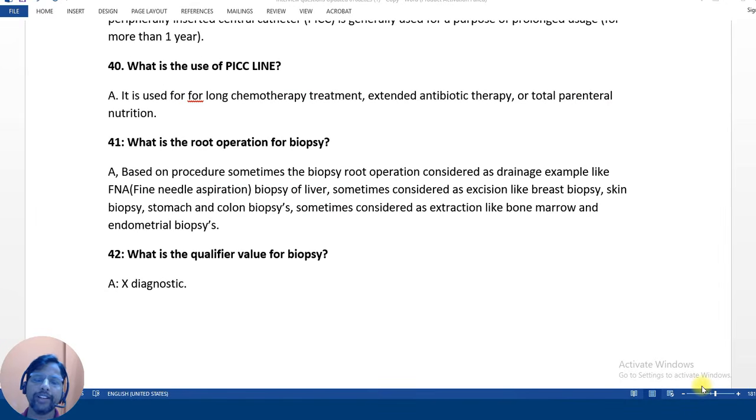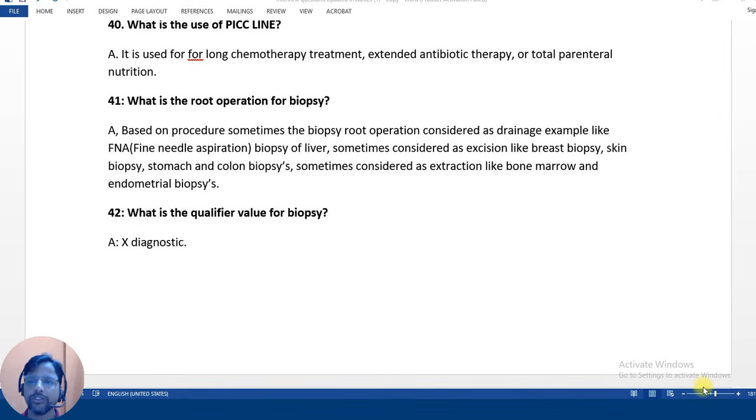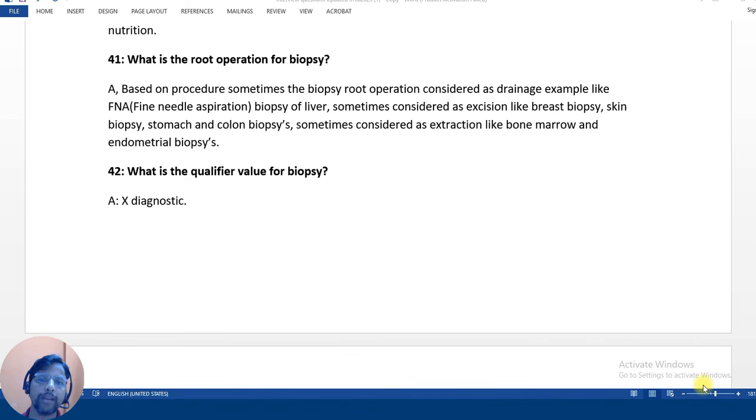What is the use of PICC line? So PICC line is used for long-term chemotherapy or extended antibiotic therapy or total parenteral nutrition. So what is parenteral nutrition here? Parenteral nutrition means administration of nutrition through veins. What is enteral?